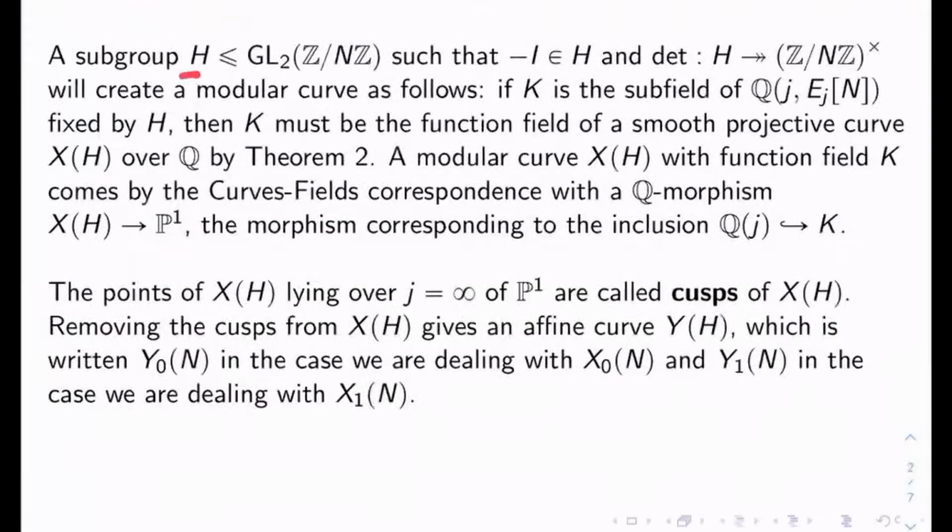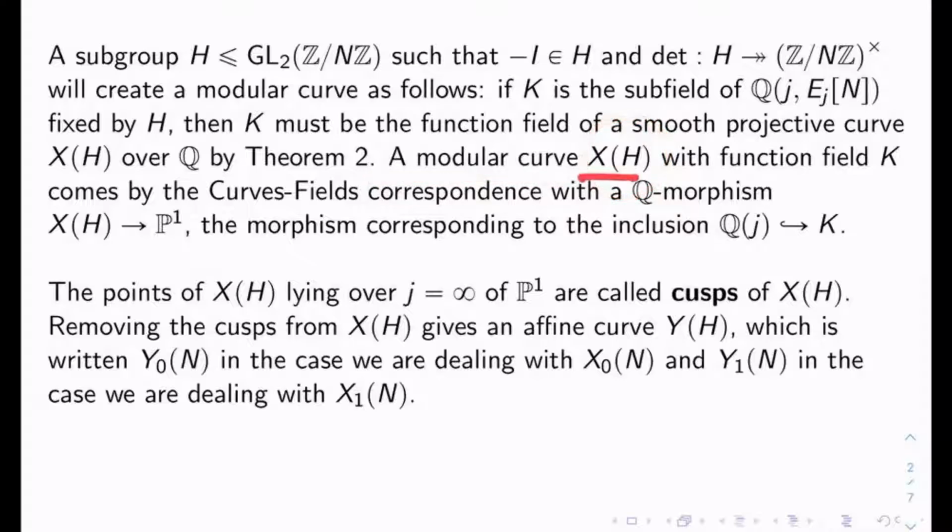If I give you a subgroup H of GL2 of Z mod NZ that contains the negative identity matrix, and I know that the determinant map from H to (Z mod NZ)^× is surjective, this will create a modular curve as follows. If K is the subfield of Q adjoin j and the N-torsion of the universal elliptic curve fixed by H, then K must be the function field of a smooth projective curve over Q, which we'll call X of H by Theorem 2 of the previous video. Okay, we'll call this a modular curve. So this X of H here, that's a modular curve.